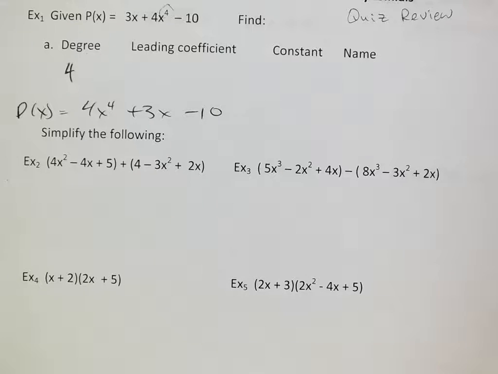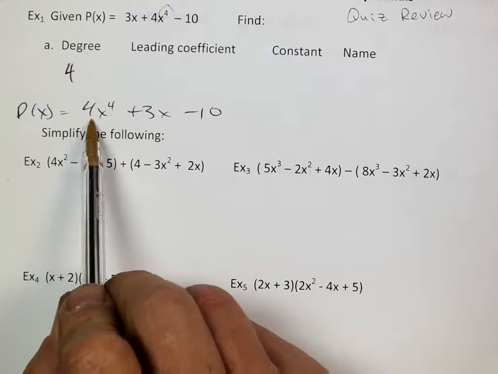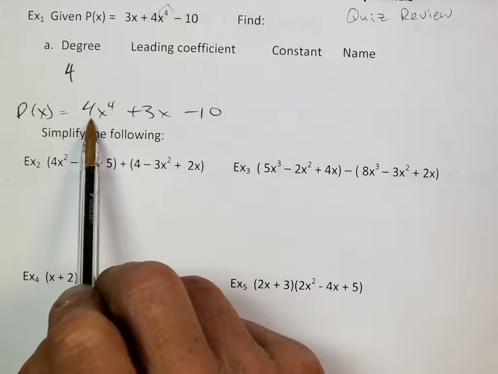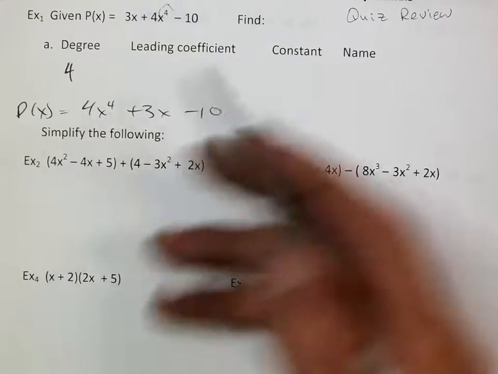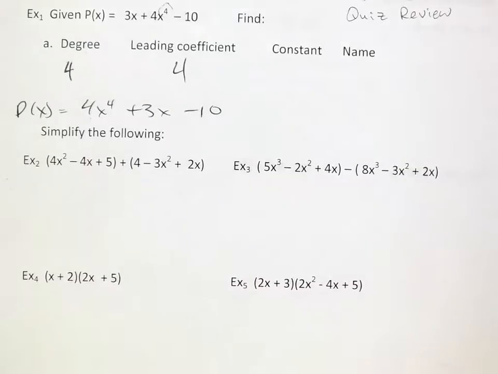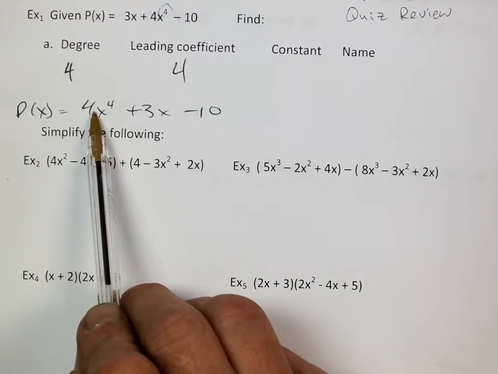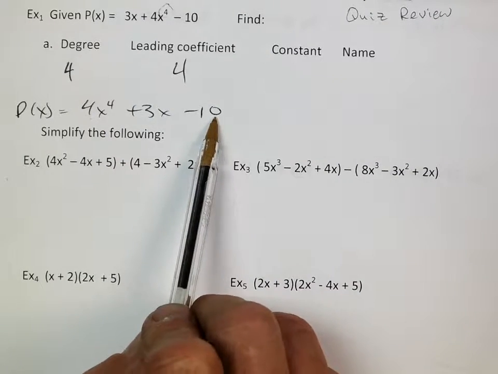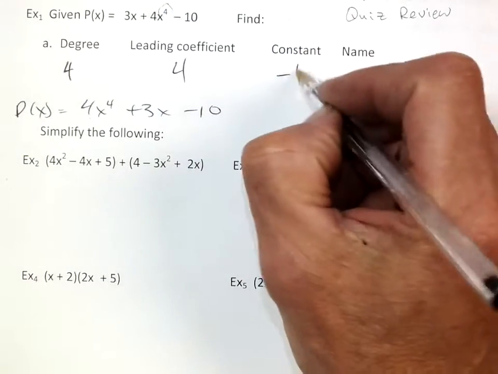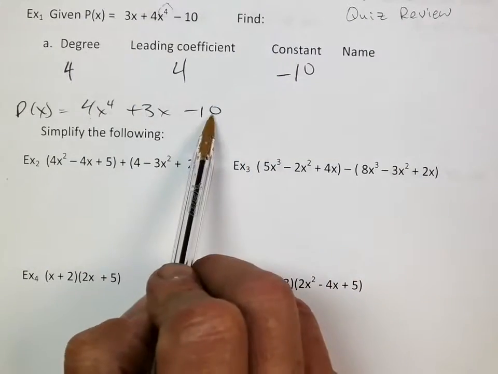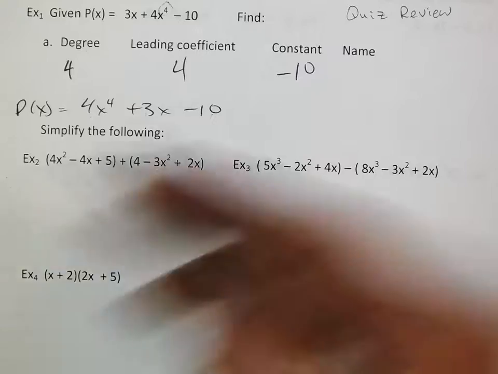Okay. All right. So leading coefficient then is also 4 because that's the first number, right? Not the exponent, but it's the first number. So that's my lead. After you rewrite it in order, that's my leading coefficient. The constant is a number without a variable, so the constant is negative 10. This has 1, 2, 3 terms, so it's a trinomial. Easy, right?